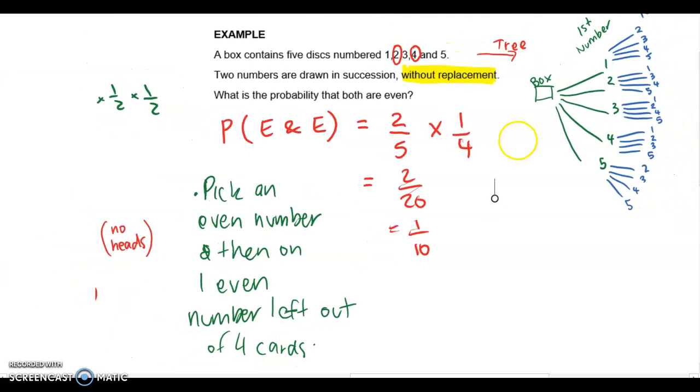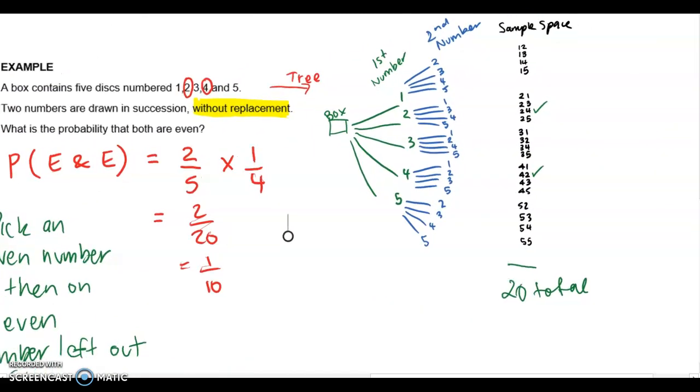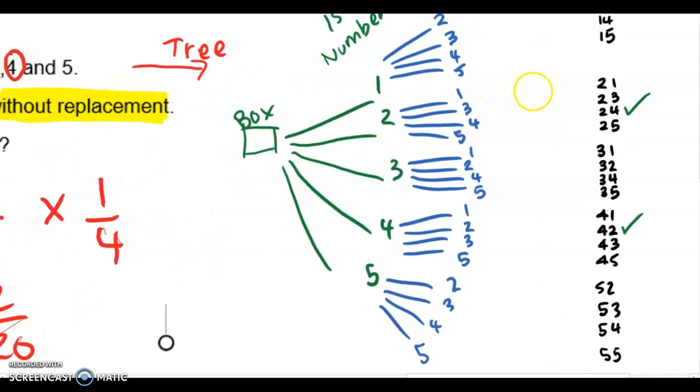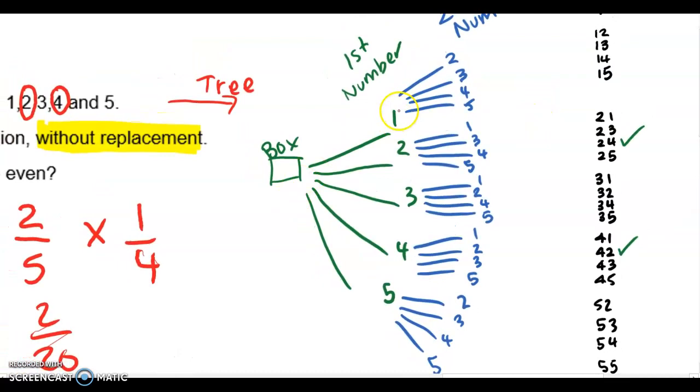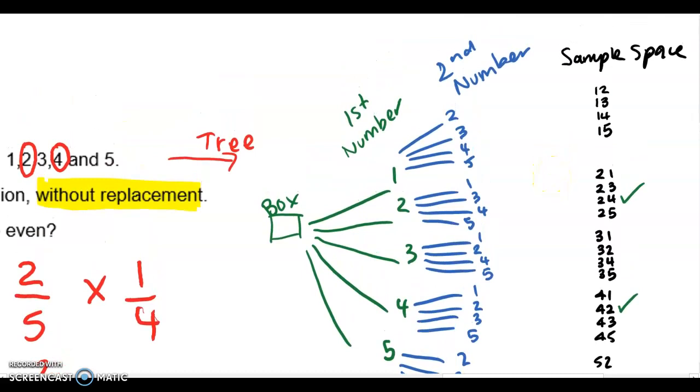Now, you also could have done that with a tree diagram, and I've done that, but it's actually going to take a lot longer. But if you can't work it out the other way, you've also got that option. So here's what it would look like. Here's our box. Our numbers are 1, 2, 3, 4, and 5 for our first number. And for our second number, it says without replacement. Okay, so we're not putting the number that we've picked out back in.